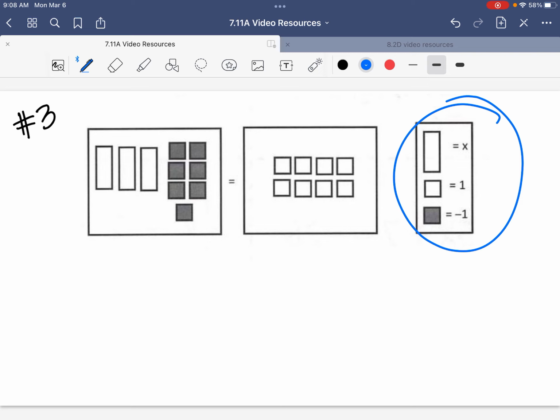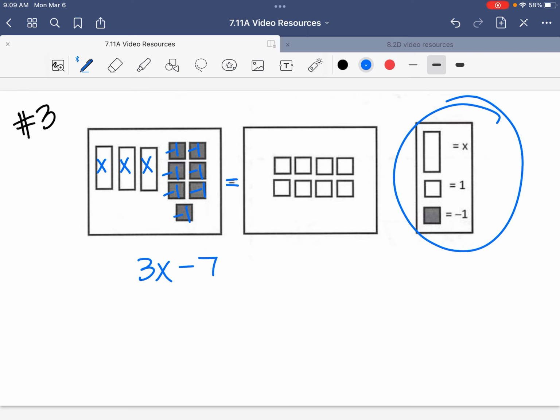So I see I have an equal sign right here, which means I have a left side and a right side of my equation. Each of these long skinny rectangles will represent x, and then I have 7 shaded in units, each of them representing a negative 1. So altogether on my left-hand side, I have 3 x's and 7 negatives, which I can represent as minus 7.